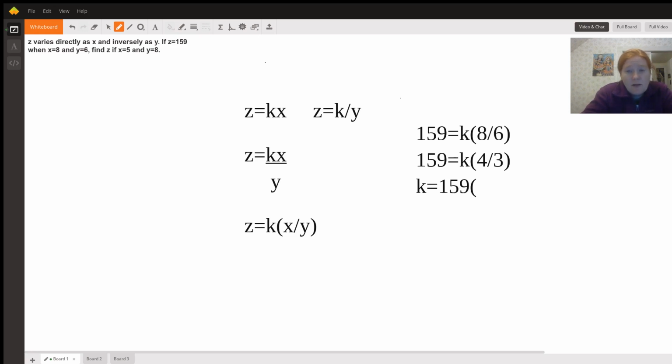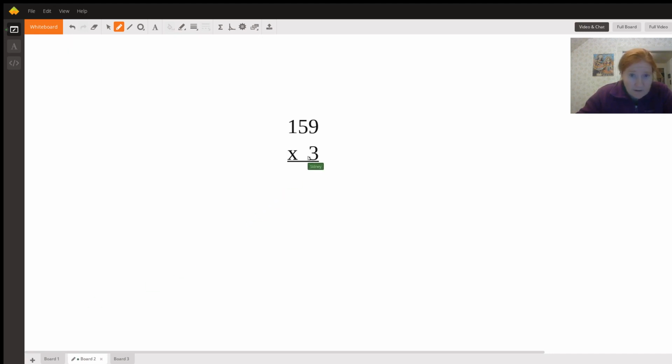So really, to solve this little algebra problem, K is going to equal 159, and I need to multiply that by the reciprocal, 3/4. There's this intermediate step here: 159 times 3/4 equals K, and I flipped K to the left-hand side because they're used to that convention. So we just have to do some calculations here to figure out this value of K. It's not pretty, but here we go.